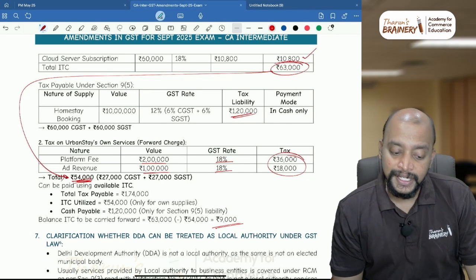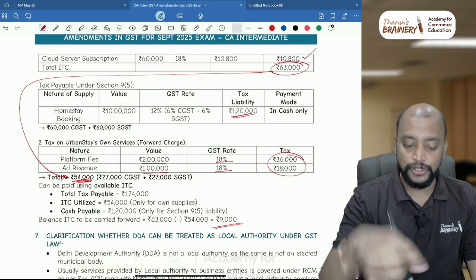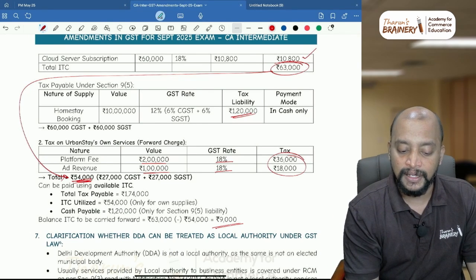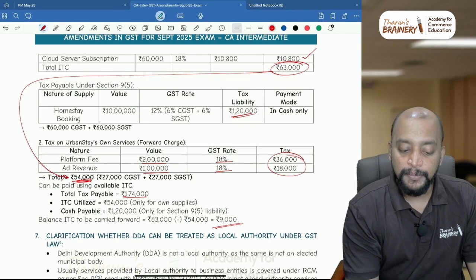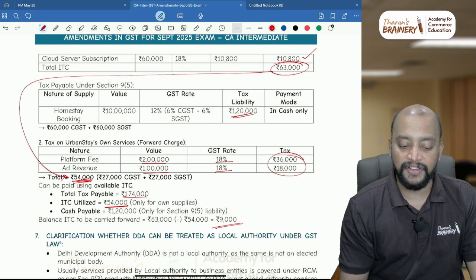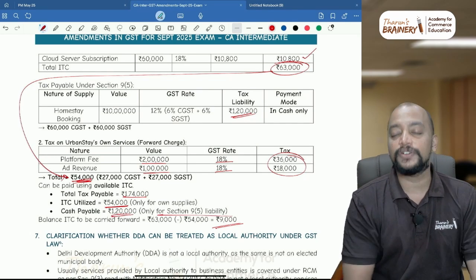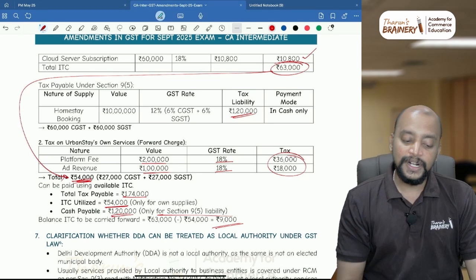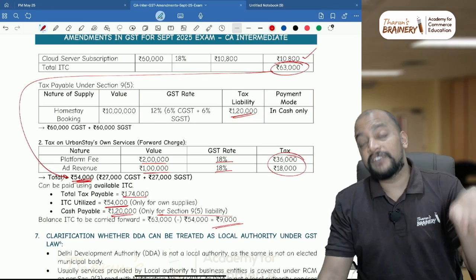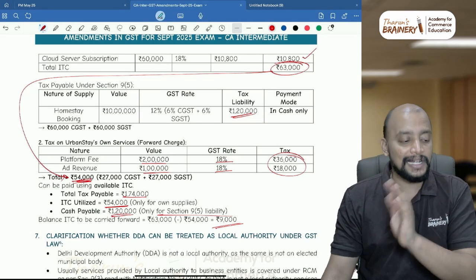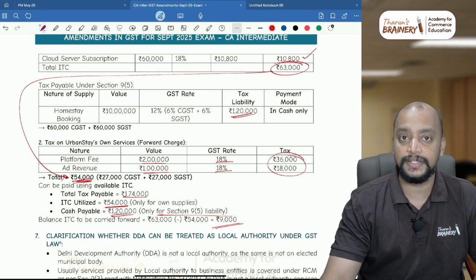And what about this remaining? ITC is carried forward, but the 1 lakh 20 has to be paid. So, what is the total tax payable? 1 lakh 20 plus 54, 1 lakh 74, but we can utilize only ITC of 54. So the remaining 1 lakh 20 we have to pay only by cash because it is 9(5) liability. What is the balance ITC to be carried forward? 9,000. Okay. In future, whenever they have liability, with that liability they can set off. That's how we need to arrive at the answer for this.